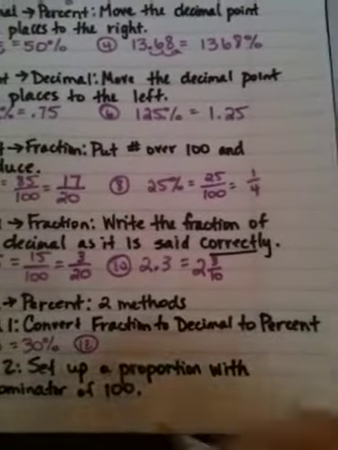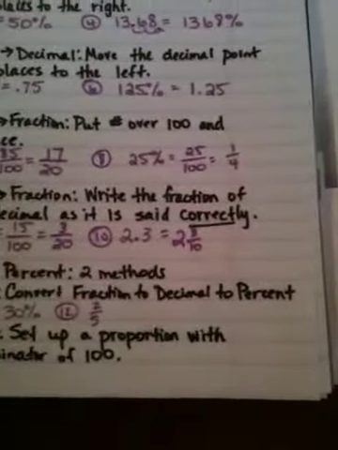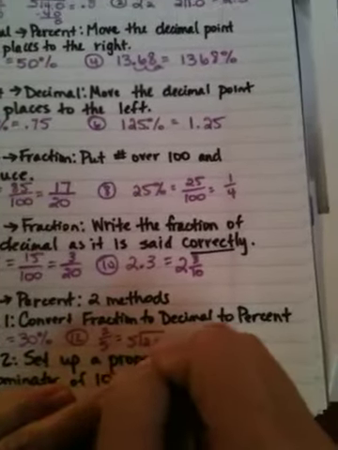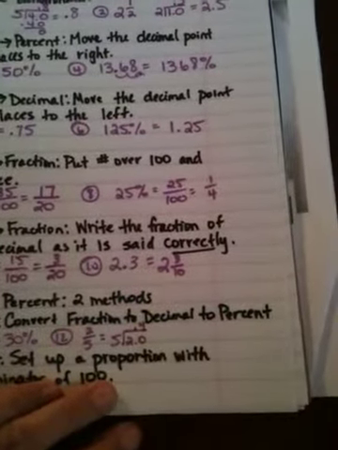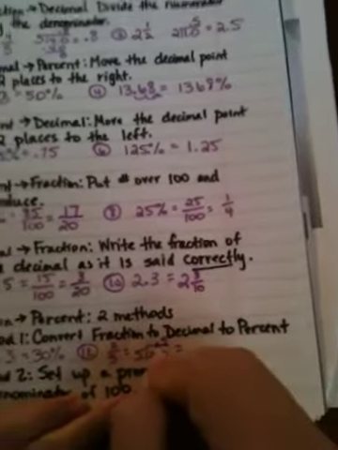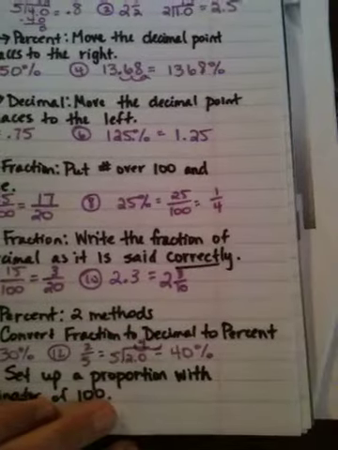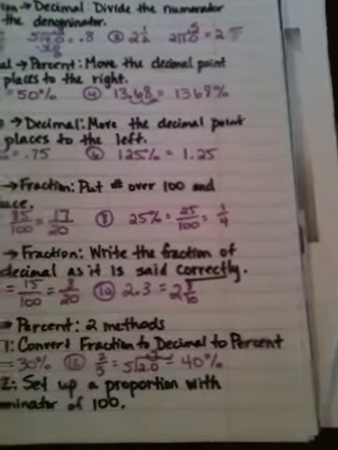We could use another one. Let's say we have 2/5. Let's say you don't know off the top of your head what 2/5 is, so you can go divide it, 5 into 2.0, you come up with 0.4. Well, move the decimal 2 places to the right, and you create 40%. So we've changed 2/5 over to 40%.